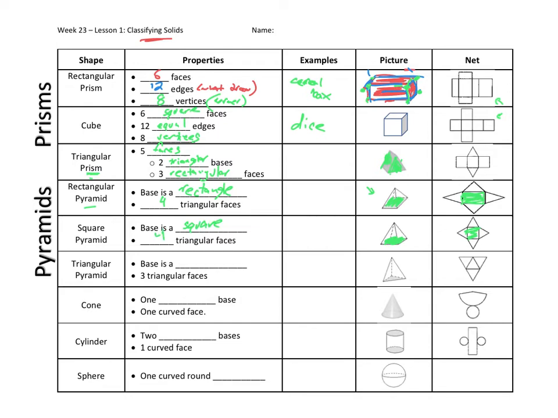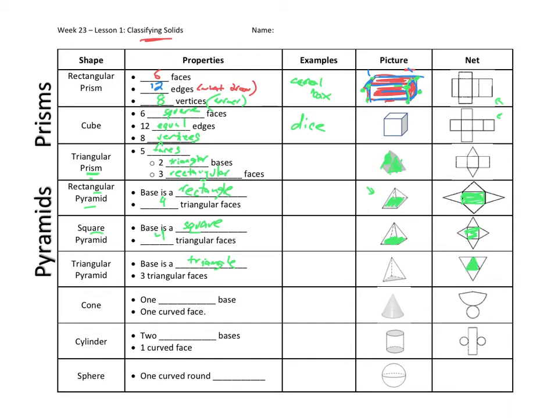Okay, so then we have a triangular pyramid. Well, a rectangular pyramid had a base that's a rectangle, a square pyramid had a base that's a square, a triangular pyramid has a base that's a triangle. Then it has 3 triangular faces. If you look over here, they're all the same. It doesn't necessarily have to be equilateral. This one is.